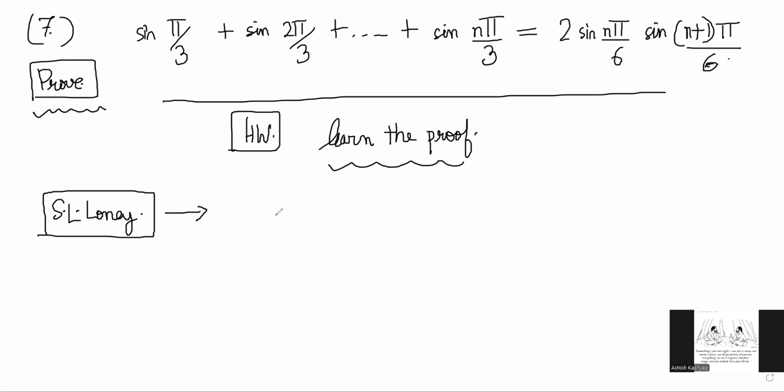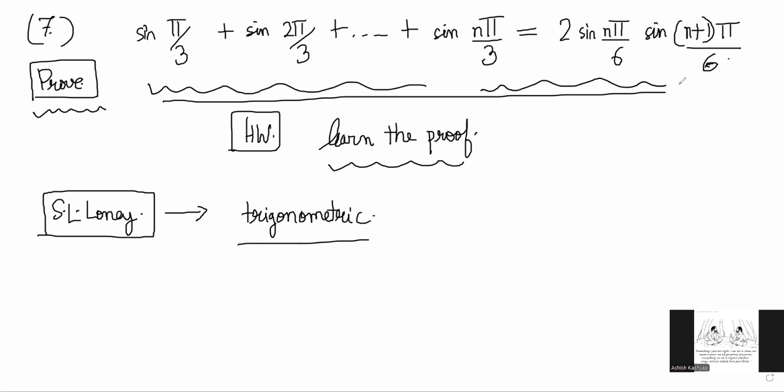The SL only proof is a trigonometric proof. You need to know that proof. There is another proof also. What is another way to prove it? Suppose you have not read the SL only proof and you don't know anything about it. What is another way in which you can try to prove a statement like this?